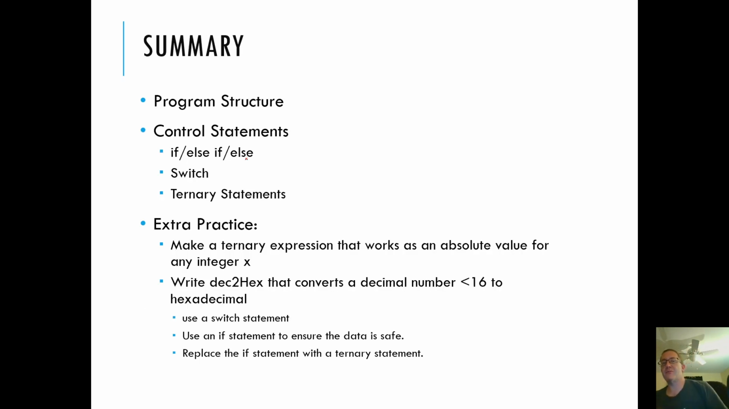Okay, so we looked at program structure through this series of lectures. We looked at if and else statements, we looked at switch statements, and we looked at ternary statements. So if you want extra practice, make a ternary expression for the absolute value, and maybe write a decimal to hex that converts a decimal number less than 16 to hexadecimal using a switch statement. How could I change, instead of doing all this math that we were doing before, could I use a switch statement? Could I make it work? Can I use an if statement to ensure the data is actually safe and make sure it works?